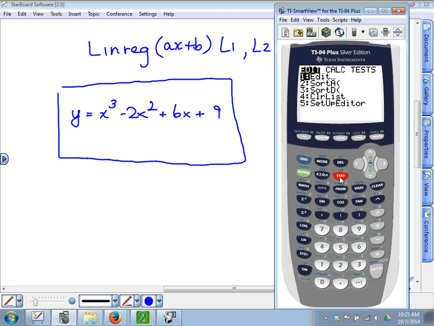All right, anyway, so go to stat, calc. How do we know it's cubic? There's 4 data points. We want cubic regression. Type in L1, L2. Enter, enter, enter, enter, enter.